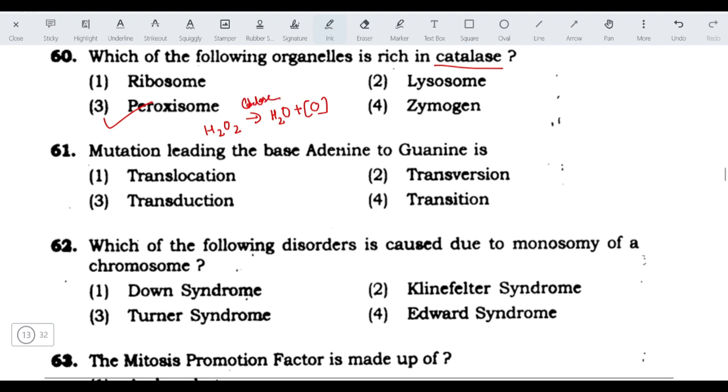Mutation leading the base adenine to guanine is, the answer here is transition. Where a purine changes to a purine, the exchange between purine and purine is called a transition mutation. And if a purine is converted into a pyrimidine, or a pyrimidine into a purine, then it is a transversion, right? Which of the following disorders is caused due to monosomy of a chromosome? The answer here is Turner syndrome, which is characterized by 45 chromosomes, where one X chromosome is absent, that is, deleted.